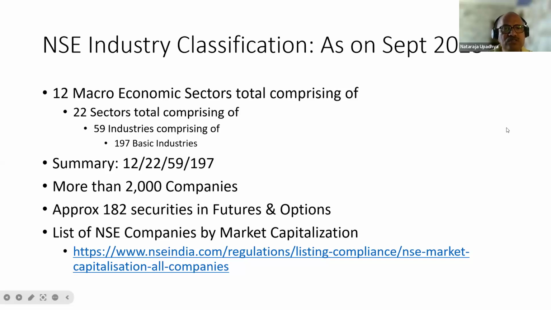There are around 2,000 companies there, out of which approximately 182 securities are in futures and options. And then you can see NSE companies by market capitalization. I'm not going to click that now.